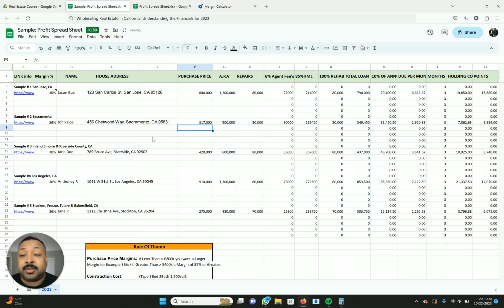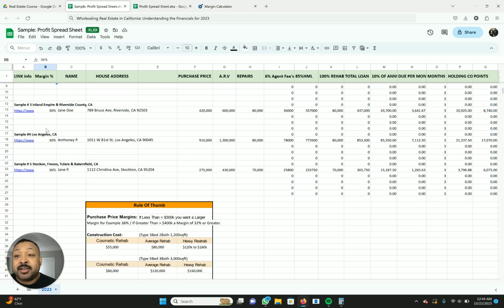I have different locations, and I gave you guys a little bit of an idea of where you want to be with your margins in these different markets. In Sacramento, you probably want to wholesale it somewhere around a 36% margin. If you're in Inland Empire, Riverside County, you're safe to wholesale it around the 30% margin. And Los Angeles, which has another high ARV, you're safe to wholesale it at the 30% margin.